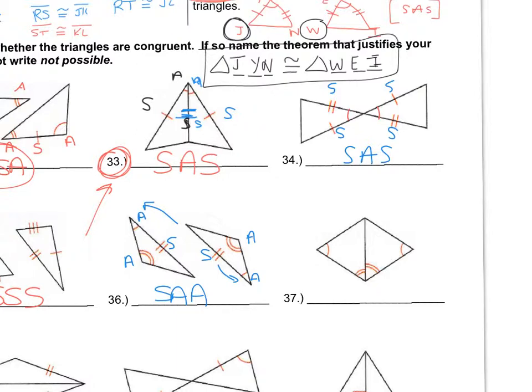For 37, I have two sets of angles marked, so I need some other information. And it looks like the shared side between the triangles will provide that matching piece for us. So here I have AAS. Again, you can write that backwards too, if you'd like. SAA.